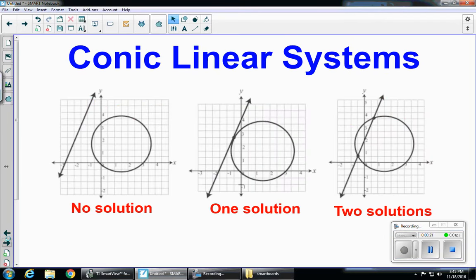So there are three possibilities. On the left, you see that the line and the circle will never intersect. Therefore, there's no solution. In the middle, the line is tangent to the circle, meaning there's one point of intersection and therefore one solution. On the right, we have a line that goes straight through the circle, so there are 2 points of intersection and therefore there would be 2 solutions.